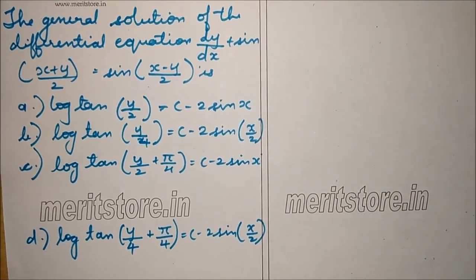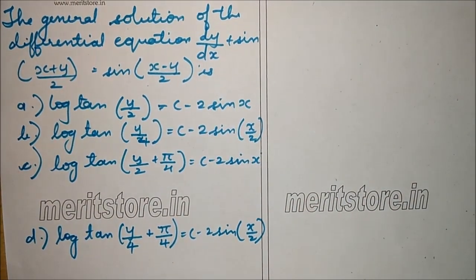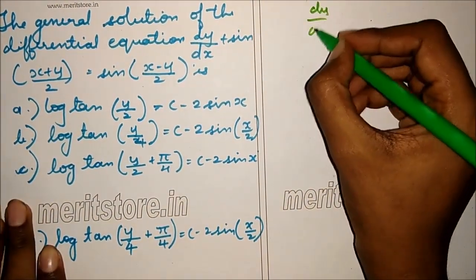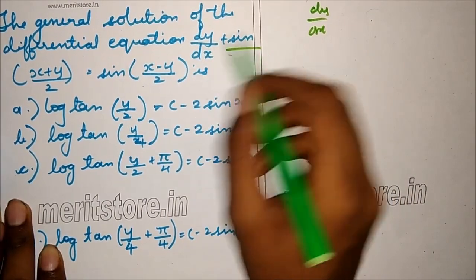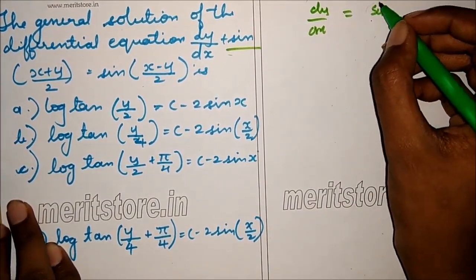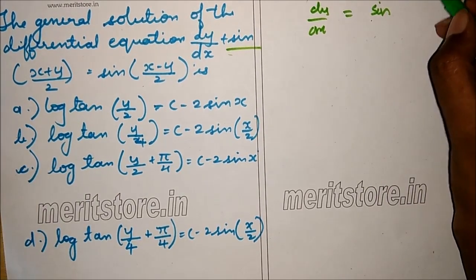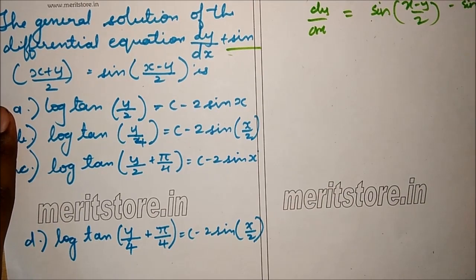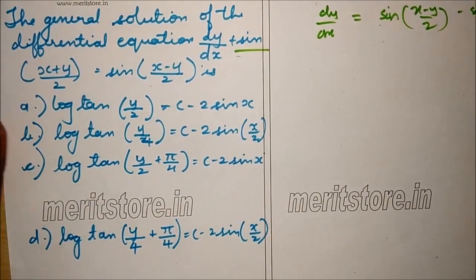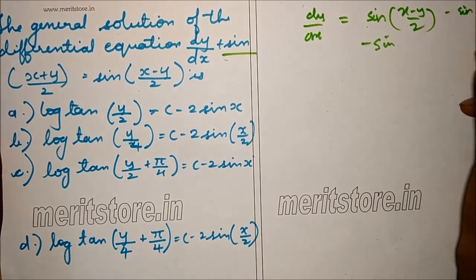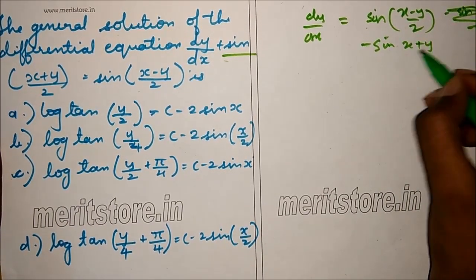The general solution of the differential equation dy by dx plus sine of (x plus y) by 2 equals sine of (x minus y) by 2 is given as dy by dx. Now we put sine terms on one side. So dy by dx will be sine of (x minus y) by 2 minus sine of (x plus y) by 2.